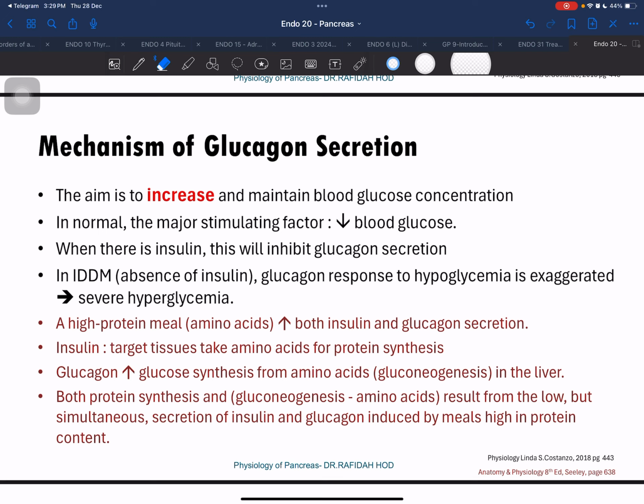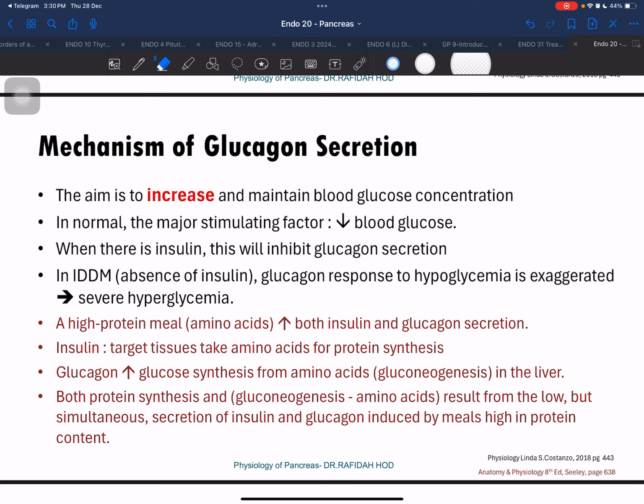Okay, this one, kalau you take high protein meal, so you have high amino acids. This will actually increase both insulin and glucagon secretion. Although insulin and glucagon ni, dia punya actions are like opposites. So insulin, what it will do is, again, do not lose focus, is that insulin will target tissues to take in the amino acids and then dia akan build up protein. But the glucagon, dia akan increase glucose synthesis from the amino acids in the liver. So that happens, both. Dia akan increase both insulin and glucagon secretion when you take high protein meal.